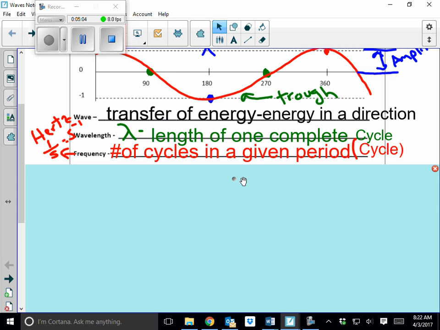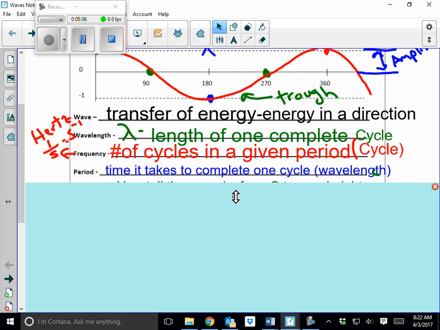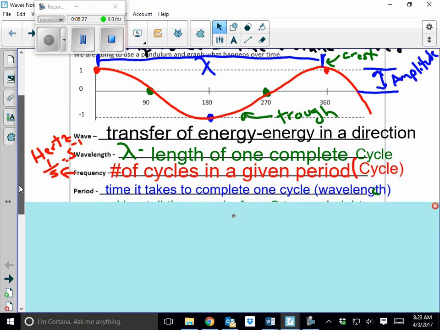So the next thing that I want to talk to you about is period. The period is the time it takes to complete one cycle. So if it goes back and forth and I time it, that's the period of that simple harmonic motion. Or in the case, the period would be 1 second, or in the case of the merry-go-round, it's the time it takes to complete one cycle.